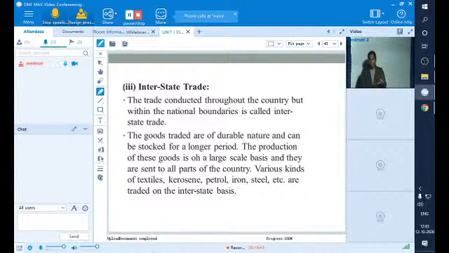Once again, the trade conducted throughout the country but within the national boundaries is called interstate trade. The goods traded are of a durable nature and can be stocked for a longer period. The production of goods is on a large scale basis and they are sent to all parts of the country. Various kinds of textiles, kerosene, petrol, iron, steel, etc. are traded on an interstate basis.